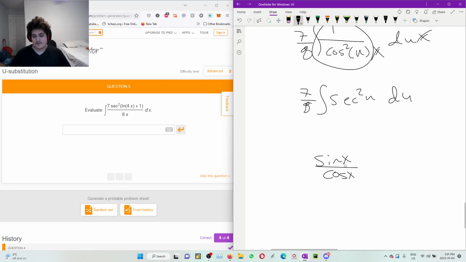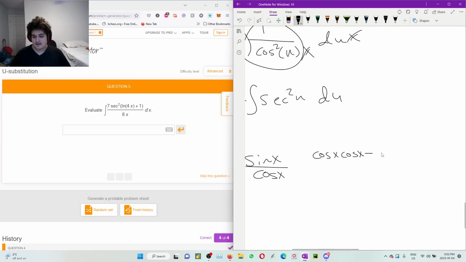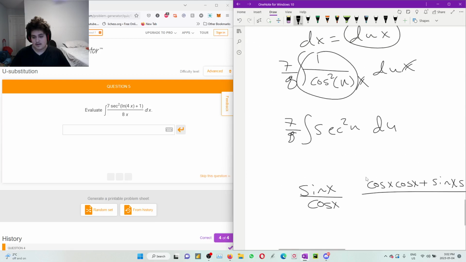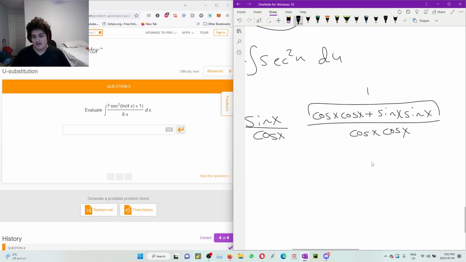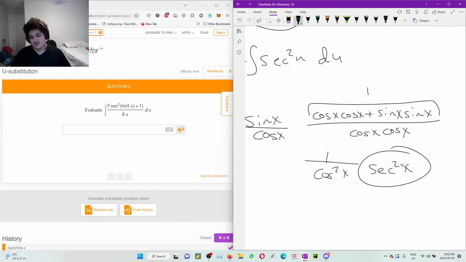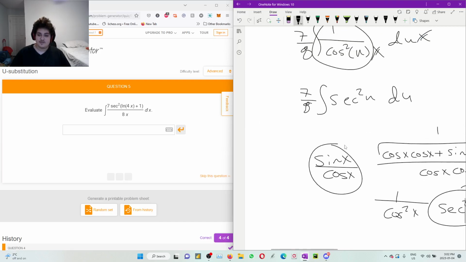So we do the derivative of sine is cosine times the bottom, minus sine x times the derivative of cosine, which is just going to be minus sine, right? So this over cos x. But notice how this is 1 by the Pythagorean identity. Cos squared x plus sine squared x is 1. So you just have 1 over cos squared x or sec squared x, right? So if this is the derivative, then the original function must have been tangent, right?